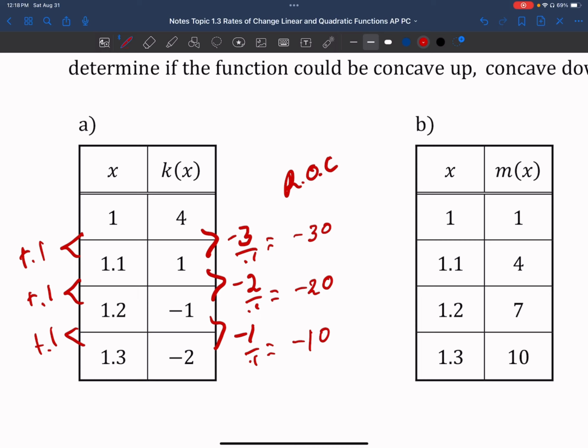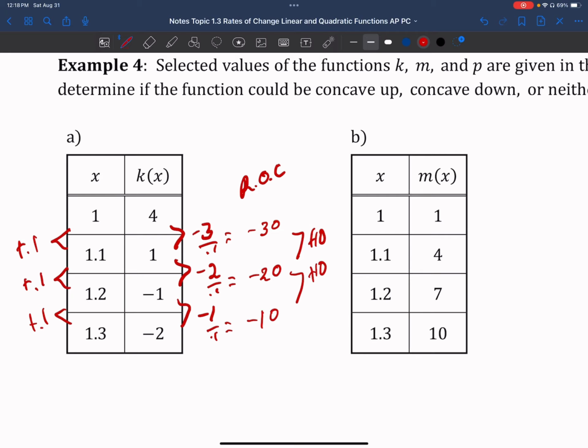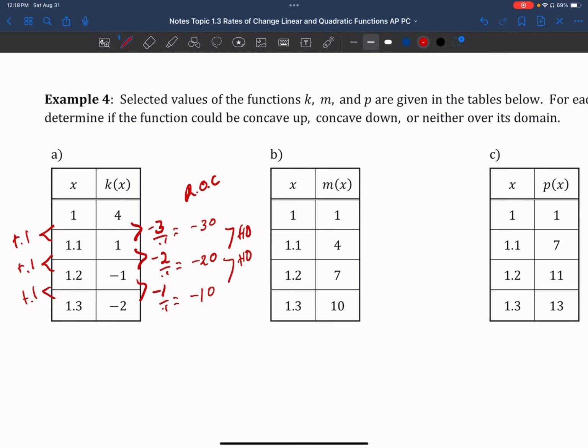And then looking at the rate of change, I notice that the numbers are increasing because to go from -30 to -20, I'm adding 10. And then to go from -20 to -10, I'm adding 10. Based on the definition, all I care about is what the change in the rate of change is doing. Is it increasing or is it decreasing? Since this number is positive, I know that the average rate of change as I go from left to right is increasing. So I know that my k of x function is going to be concave up.